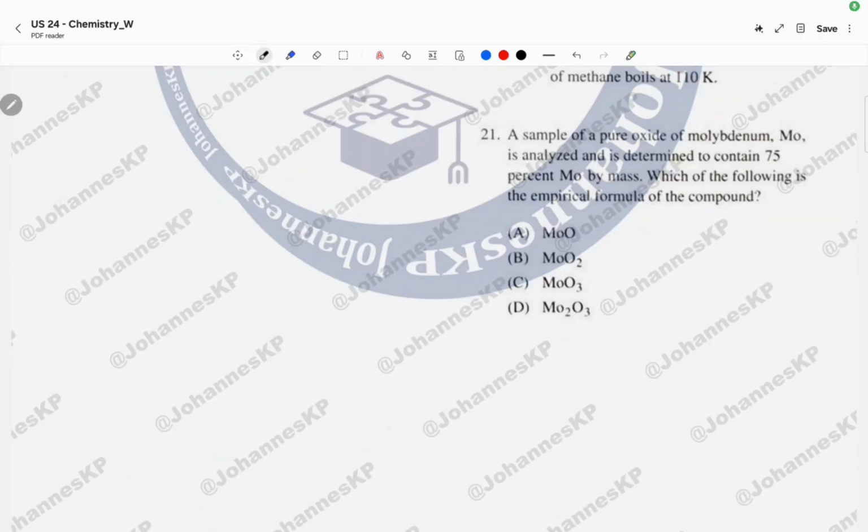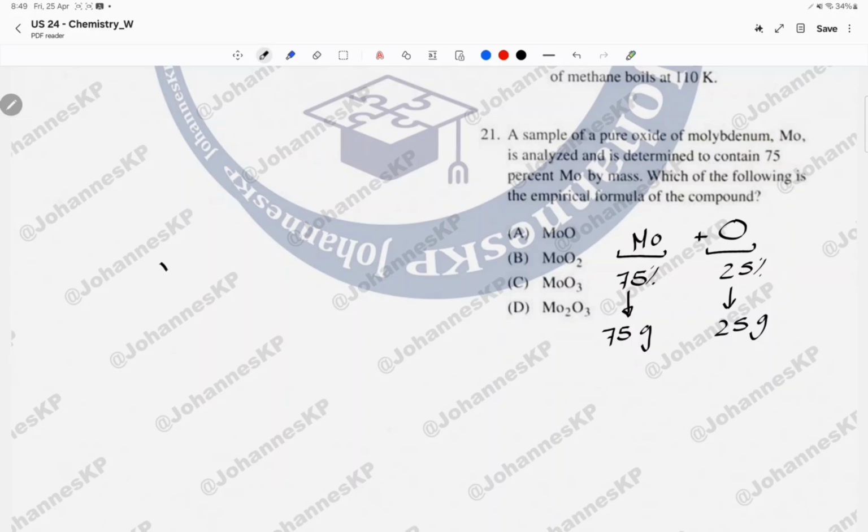Question 21. A sample of a pure oxide of molybdenum, Mo, is analyzed and determined to contain 75% Mo by mass. What's the empirical formula? So look, it's Mo plus oxygen. That's going to be 75%. That's going to be 25%. In grams terms, 75 grams, 25 grams.